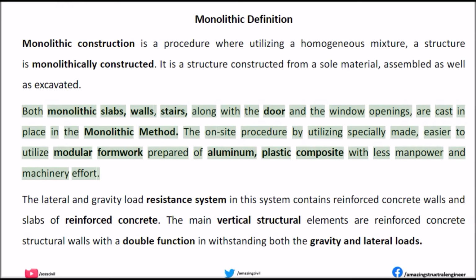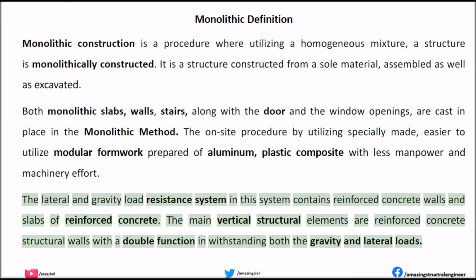Monolithic slabs, walls, stairs, along with the door and window openings, are cast in place in the monolithic method. It is an on-site procedure utilizing specially made, easier to use modular formwork made of aluminum or plastic composite, with less manpower and machinery effort. The lateral and gravity load resistance system.